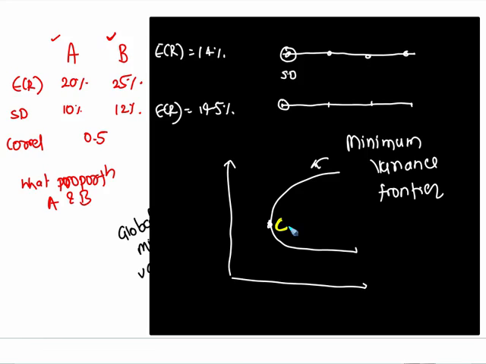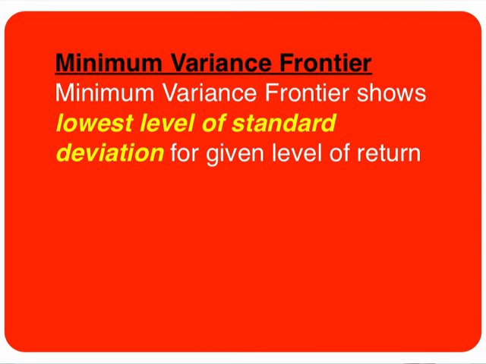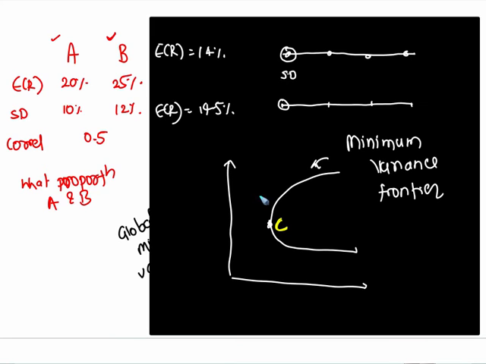Minimum variance frontier shows lowest standard deviation for given level of return. That is how you interpret minimum variance frontier. Lowest standard deviation for given level of return. Fine. But this portion, so now the next subheading that you'd give is efficient frontier.